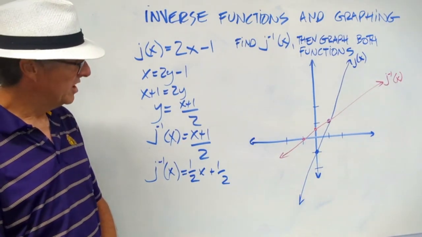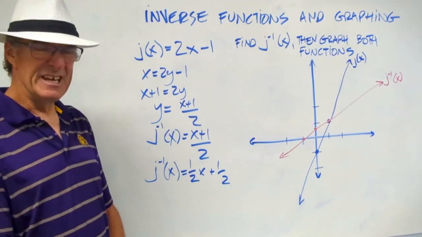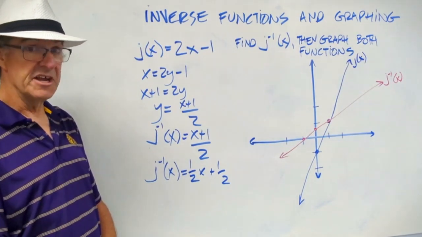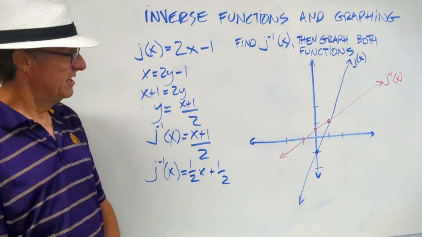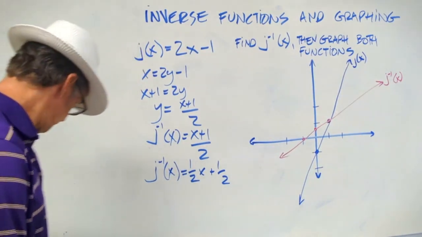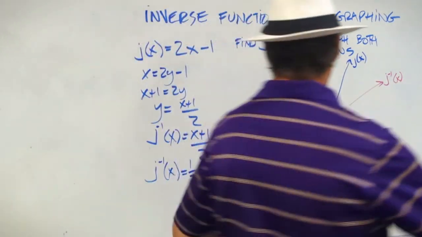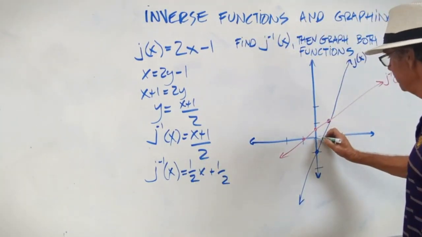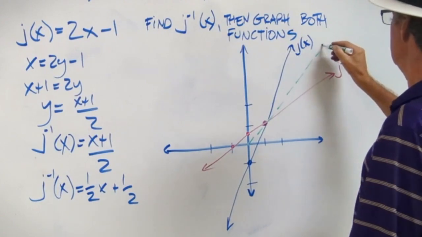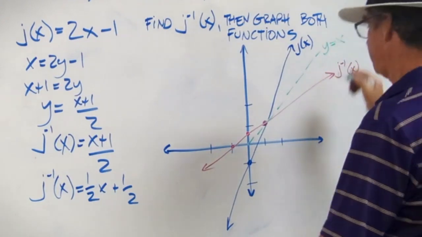All right. Now, there's something going on in that graph that's interesting. I want you to pause the video and look at that and see if you can figure out what I'm talking about. There is a line here that kind of cuts these two exactly in the middle, and that line goes right through like this. This is the y equals x line.